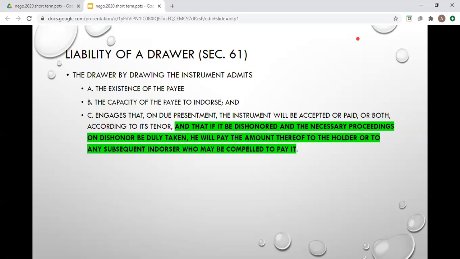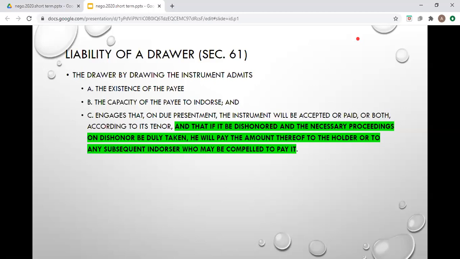Another step must first be undertaken in order to create the liability of the drawer being a person secondarily liable. Ano yung susunod niyang gawin? Besides the fact that there should have been dishonor of the instrument by non-acceptance or by non-payment, ang susunod dapat na gawin ng holder, if he wants to demand payment from our drawee, is that he should now notify the drawer of the fact of dishonor.